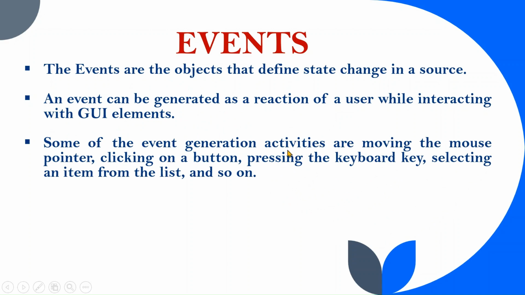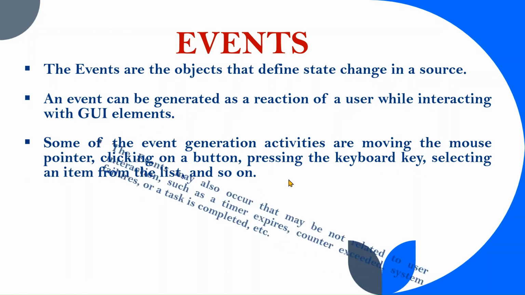Some of the event generation activities are moving the mouse pointer. So I'm moving the mouse like this, and that is also an event. We have a mouse event. Then clicking on a button, pressing a keyboard key, selecting an item from the list box, and so on. These are a few examples of generating an event.